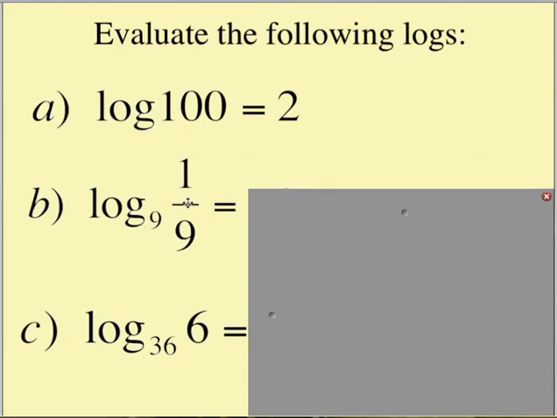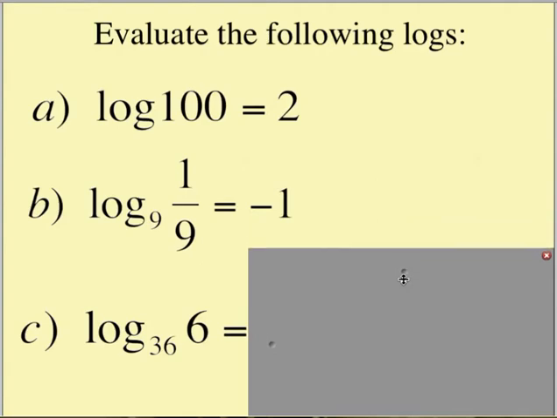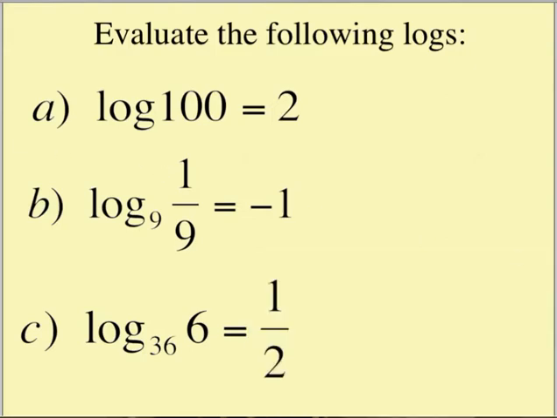In B, it's asking 9 to what power gives you 1/9. Now there's a special type of exponent, if you were to fill out your exponential properties on the first page, that gives us the reciprocal, and that would be a negative exponent. So in this case it would be -1. If this was log base 9 of 1 over 81, then this would be -2. Then the last one that we have, log base 36 of 6. Remember the square root of 36 is 6, so that means the 1/2 power is your answer.